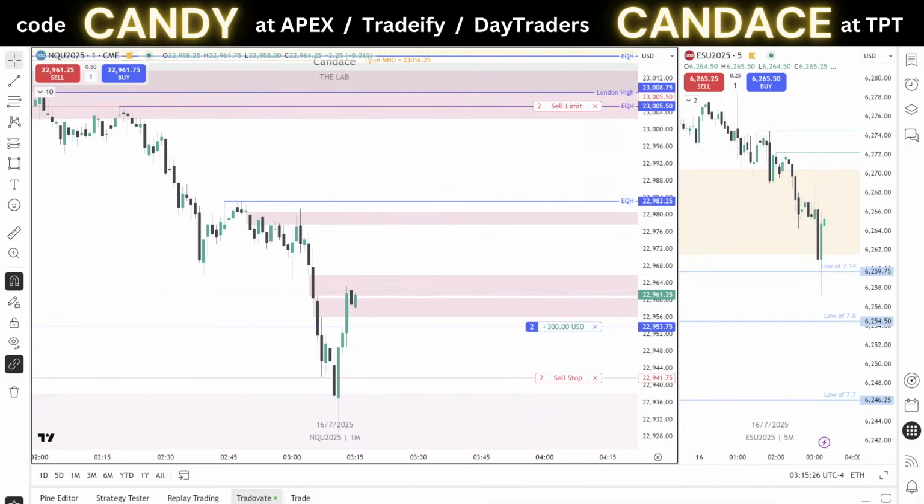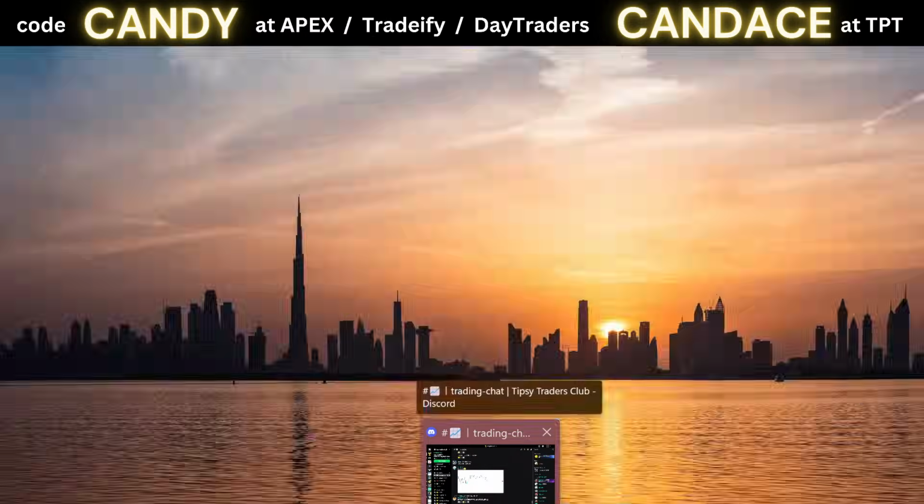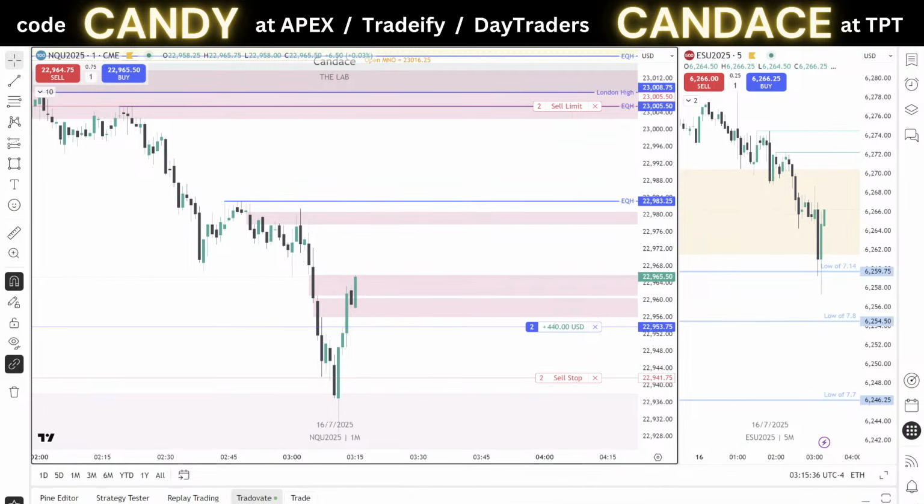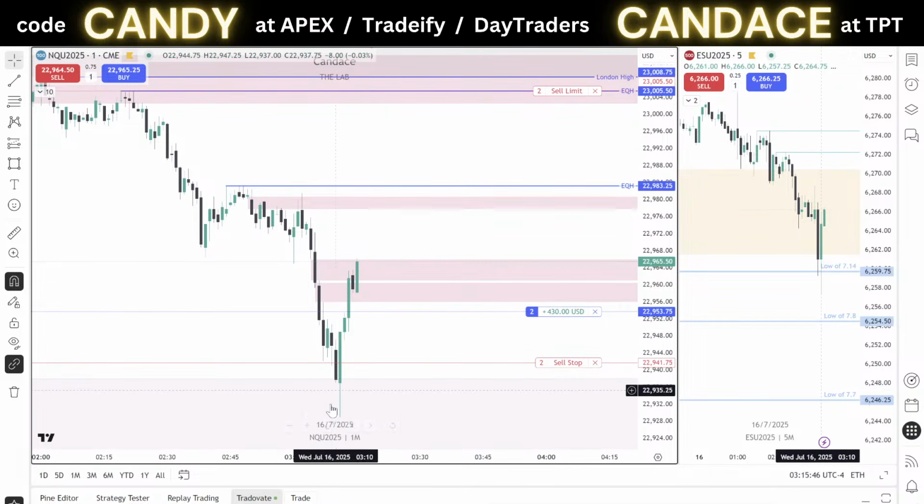What's the idea behind the long? Yes, it swept the daily liquidity. 15 seconds IFVG, 15 seconds IFVG passed through. And also we created a wick, obviously.